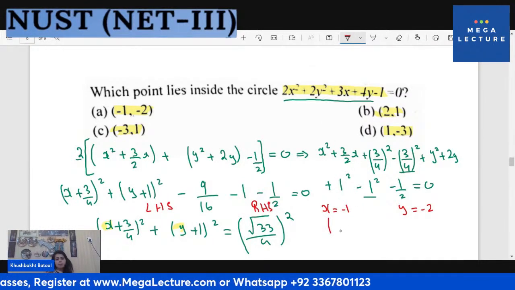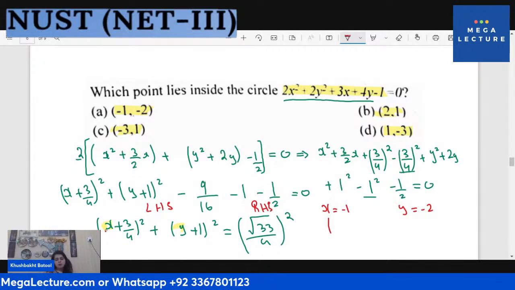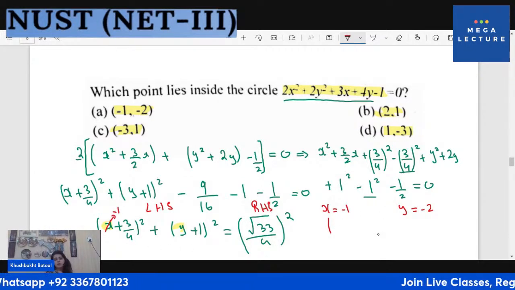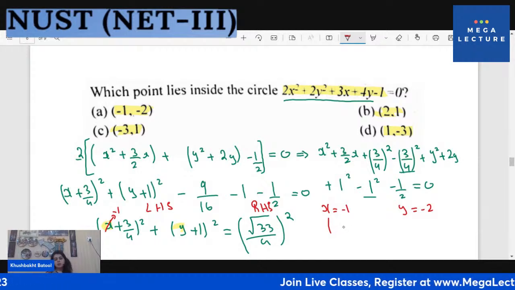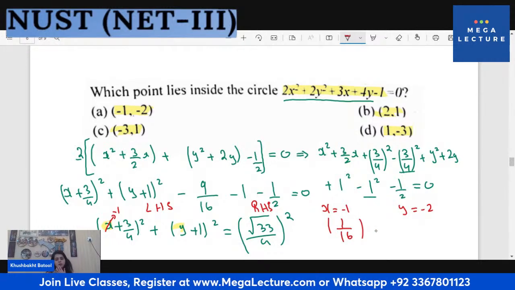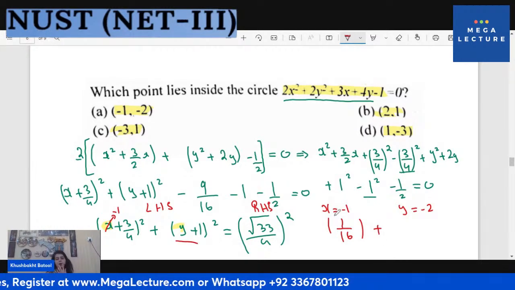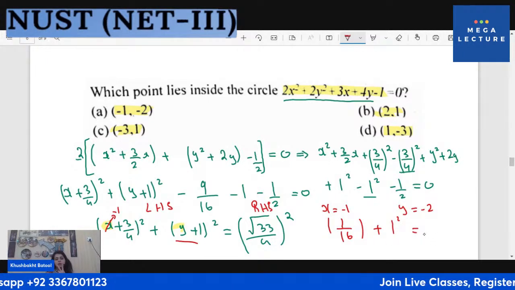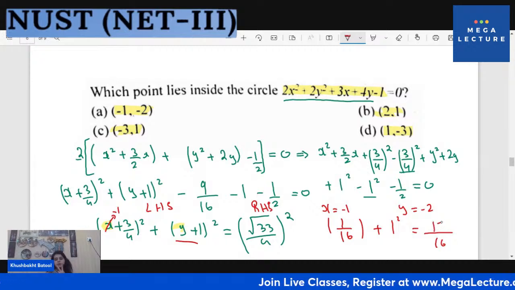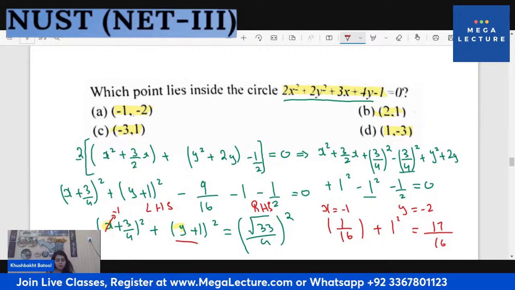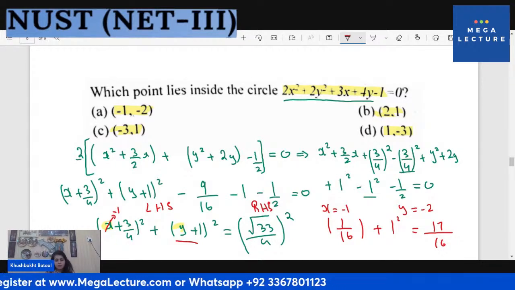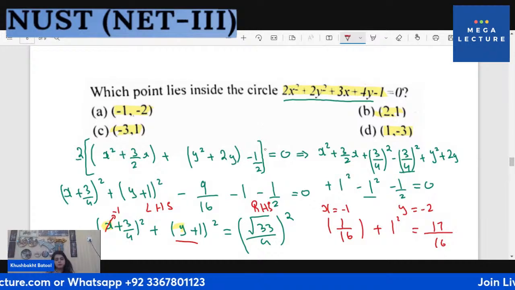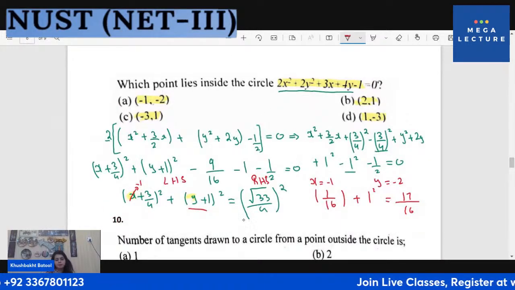This would give me minus 1 plus 3 by 4, which would give me minus 1 by 4, and the square would give me 1 by 16, plus y plus 1, that would be minus 2 plus 1, so it would be 1 squared, and this is going to give you 17 by 16. Okay, now we have 17 by 16 on one side, and on the other side we have this value.